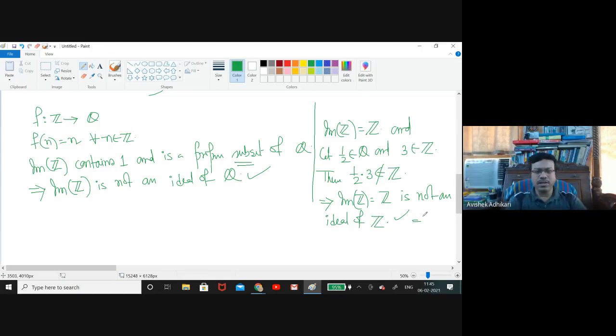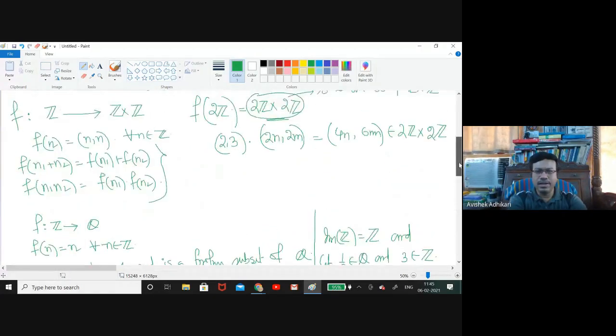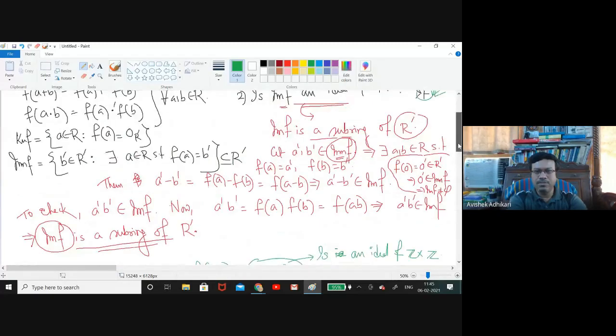Now, is it clear to all of you? You can see that this is not an ideal in general. Can you give me some extra condition that you can impose so that the image of f could be an ideal?